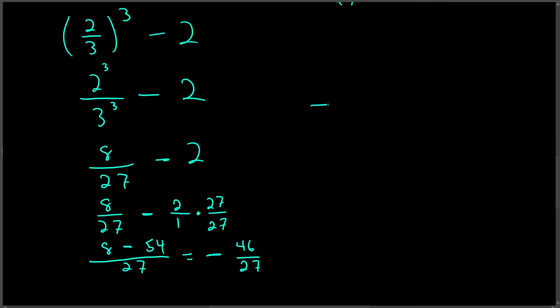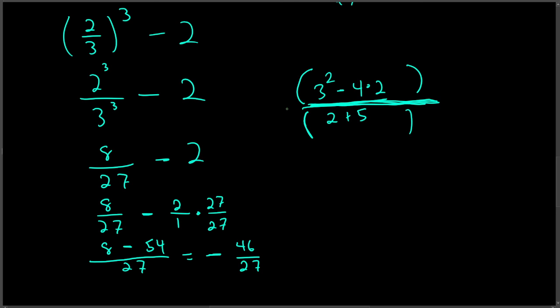A thing to notice about fraction bars, especially when we have variables in play, is that the fraction bar, or the division bar, works like a grouping symbol. So if I have 3 squared minus 4 times 2 over 2 plus 5, my order of operations says do the grouping symbols first. So I have to treat the top as if it's grouped and the bottom as if it's grouped. Just writing this symbol groups it into two parts.